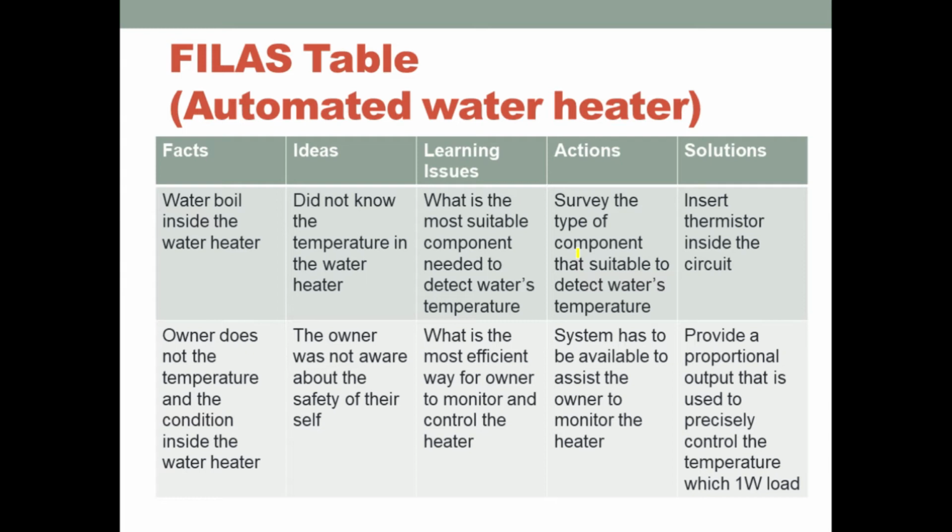Second, for the facts: the owner does not know the temperature and the condition inside the water heater. Ideas: the owner was not aware about their own safety. Learning issue: what is the most efficient way for the owner to monitor and control the heater? Action: a system has to be available to assist the owner to monitor the heater. And for the solution, provide a proportional output that is used to precisely control the temperature with a 1 watt load.